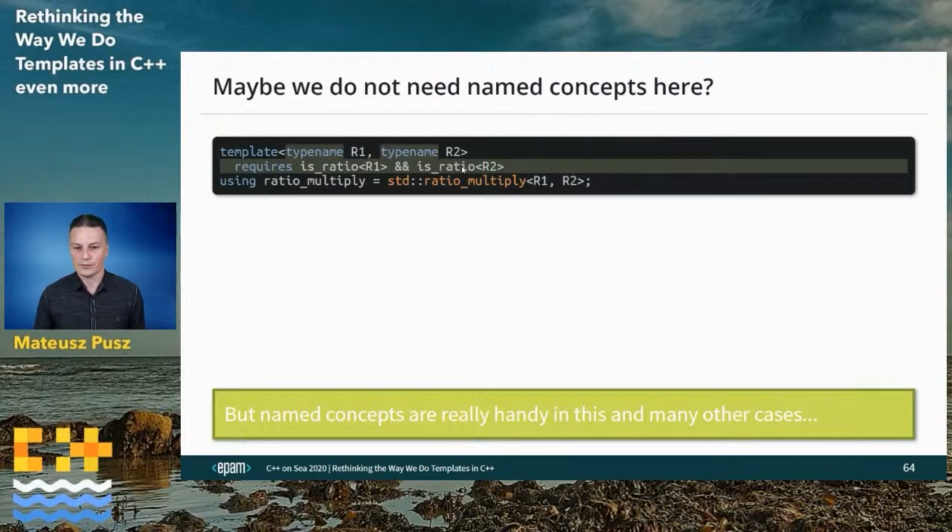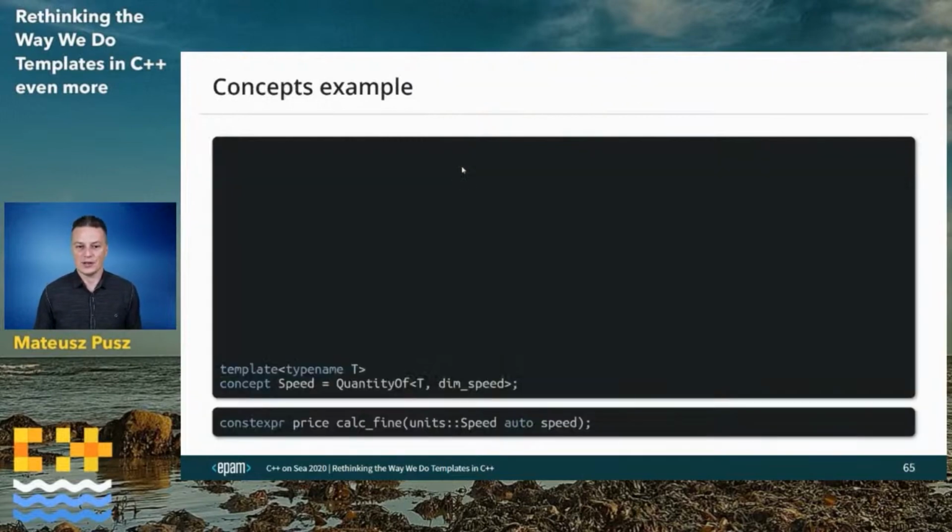And having concepts, as I said, is really handy here because we can define a lot of things as concepts. Let's look, for example, at something like this. We want to implement a function, calculate fine for speeding. We are returning a price, and we take any speed: kilometers per hour, miles per hour, meters per second. We don't care. We just want this to satisfy the speed concept. And the speed concept is a quantity of dimension speed.